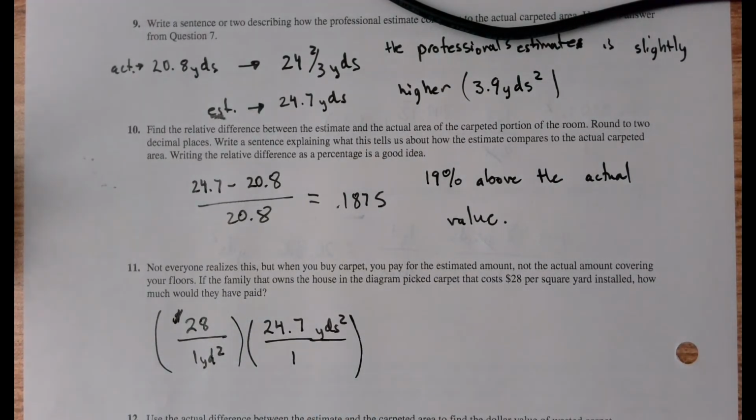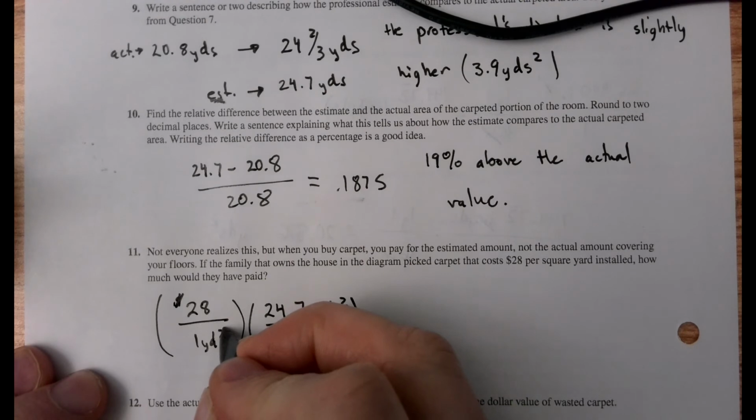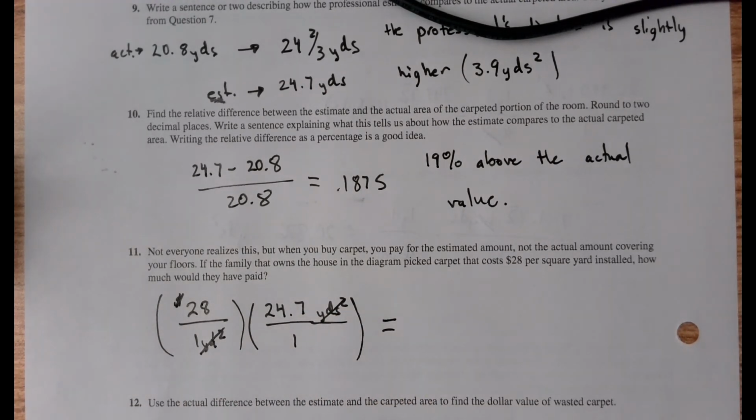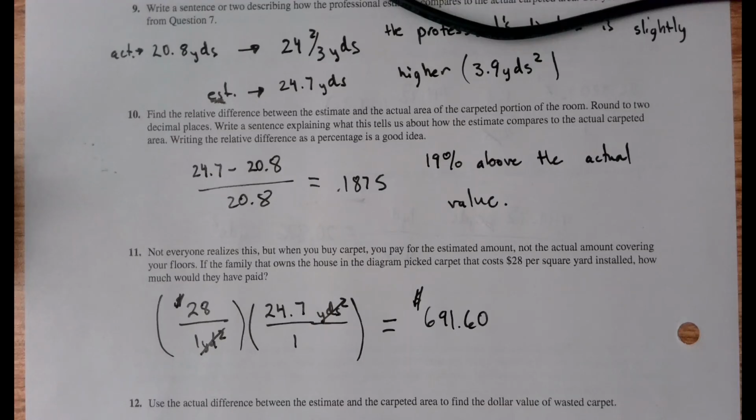Now notice the denominator of this is just a 1. And I guess I didn't mention that earlier. Anytime you have a whole number, you can make the denominator 1. Notice, looking at our dimensional analysis, the yards cancel and we're left with just dollars. Let's go ahead and run that through Desmos. 28 times 24.7 gets us $691.60 is what we would pay for the carpet to the professional, even though it's a little extra.